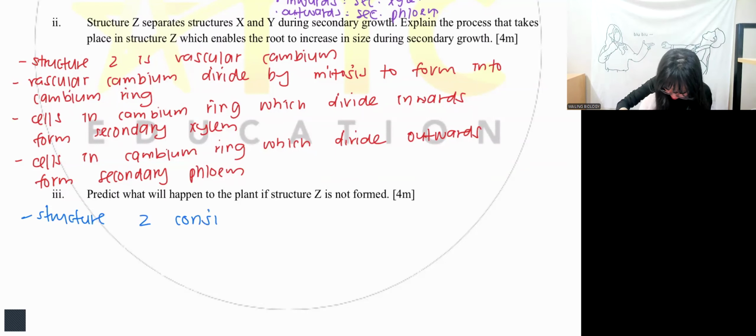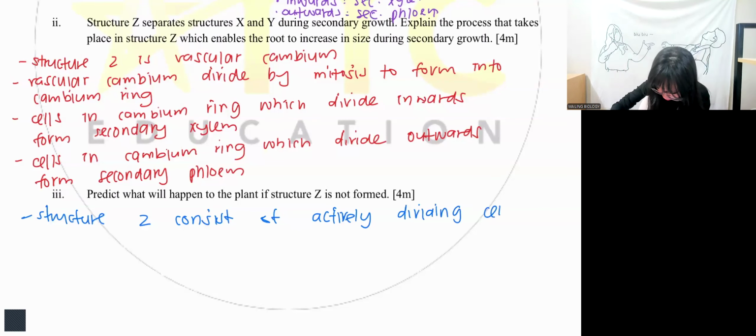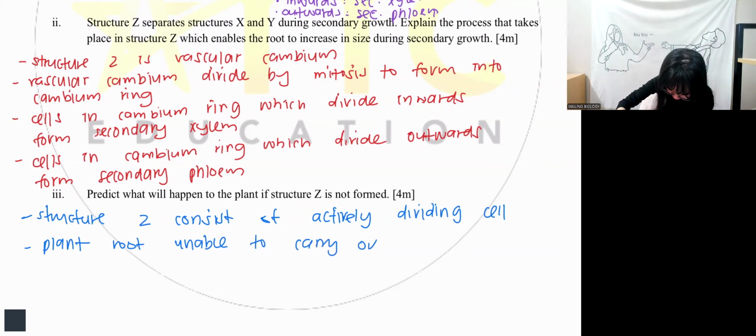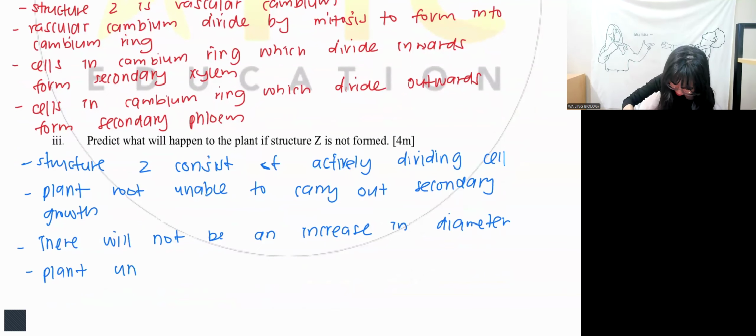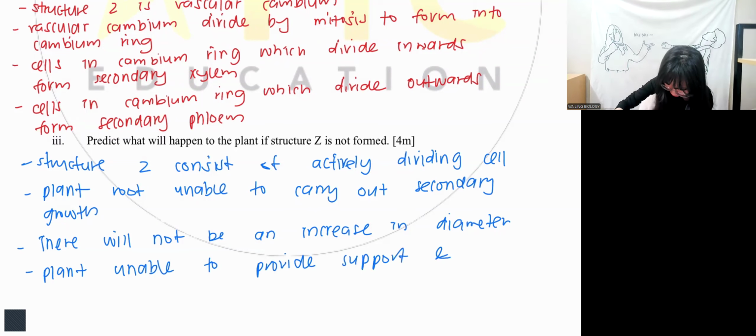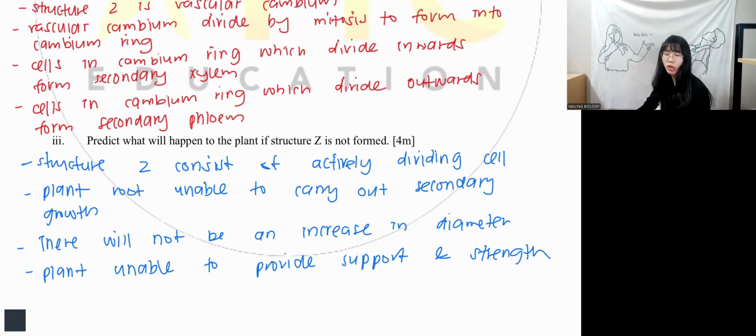structure Z consists of actively dividing cells. Means it's apical. It means they can carry out mitosis. Actively dividing cells. Then next, you can say that the plant root is unable to carry out secondary growth. There will not be an increase in diameter. The plant is unable to maintain or unable to provide support, unable to provide support and strength. No mechanical strength also can.